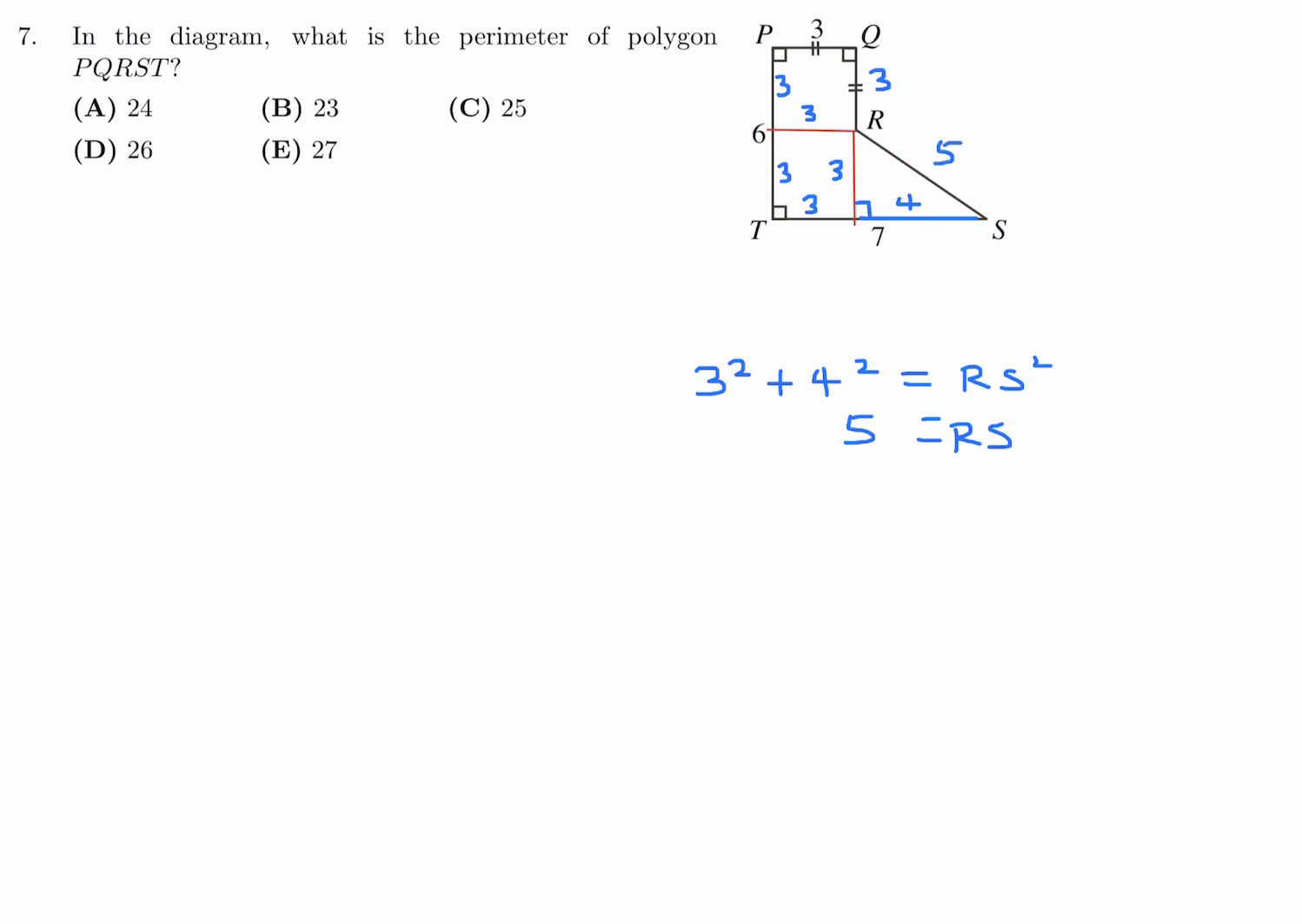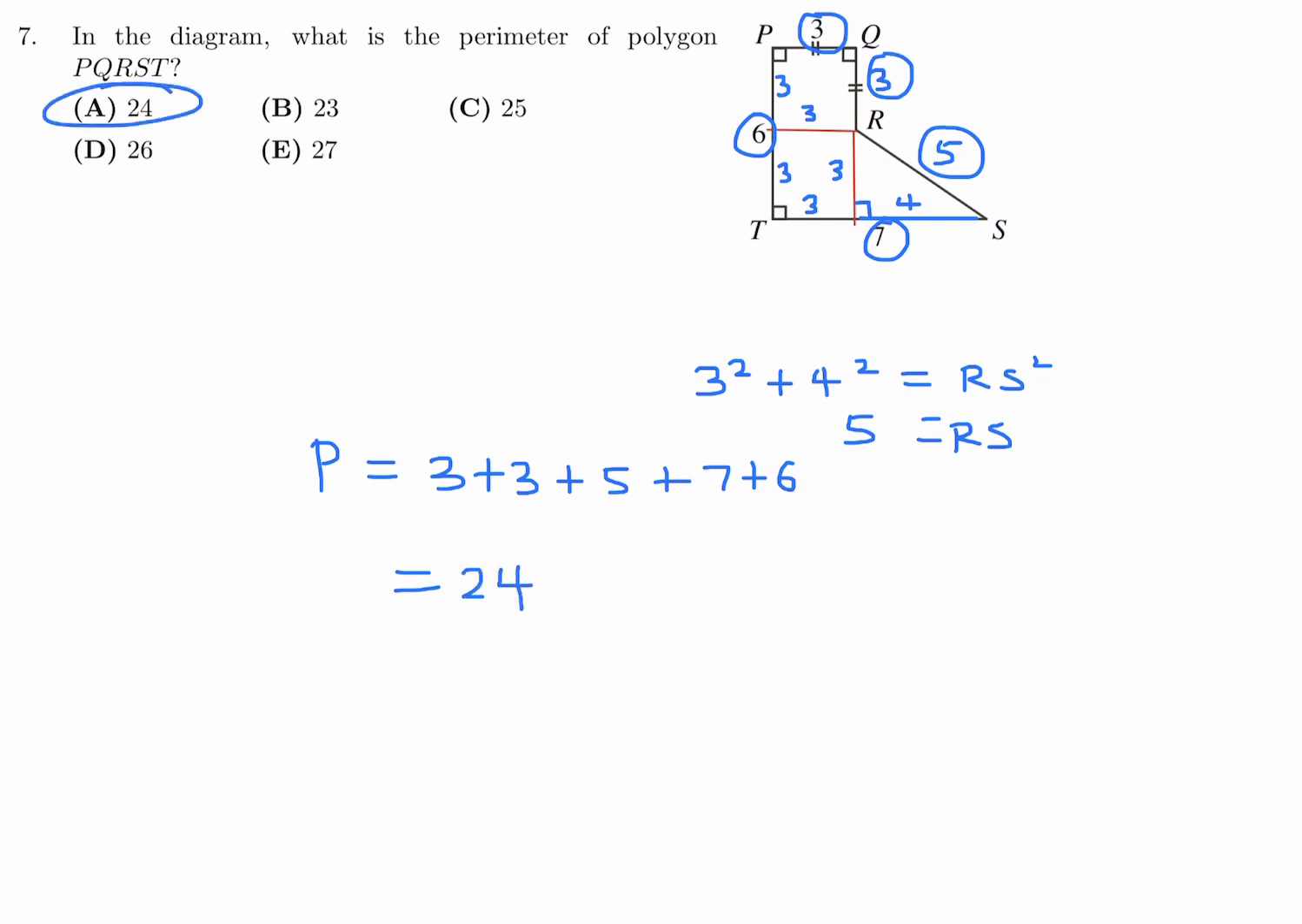So that's 5. So now the perimeter of this whole shape will be this 3, this 5, this 7, and this 6. So we got 3 plus 5 plus 7 plus 6, and that is equal to 24. So number 7, the answer is A.